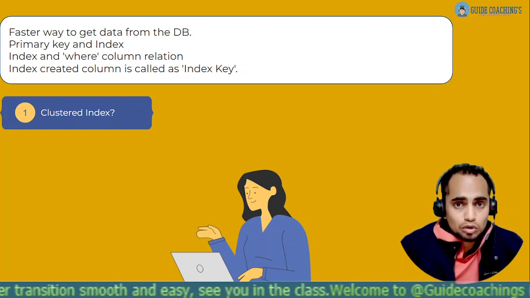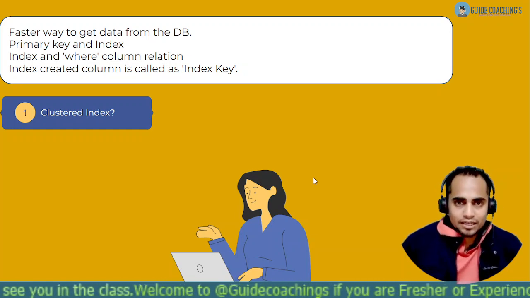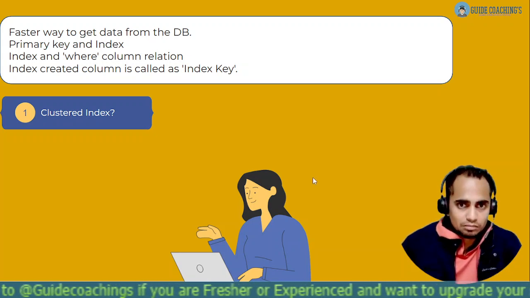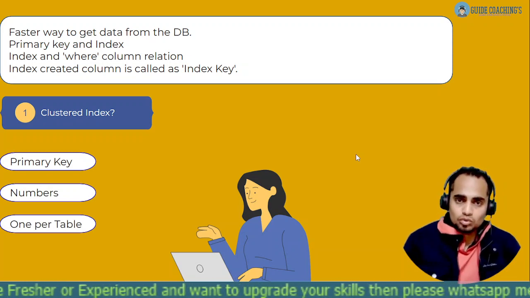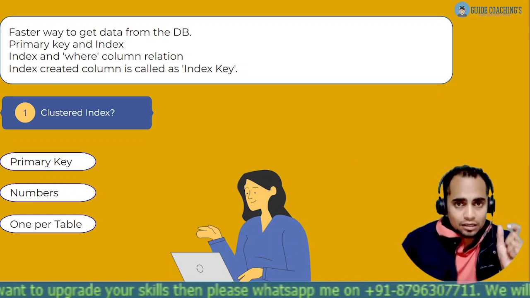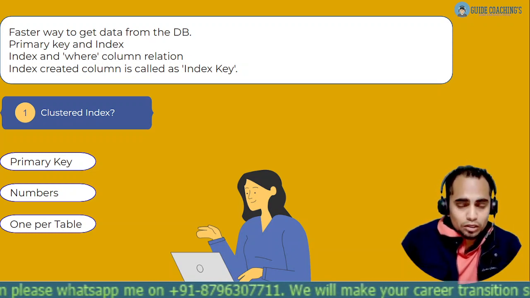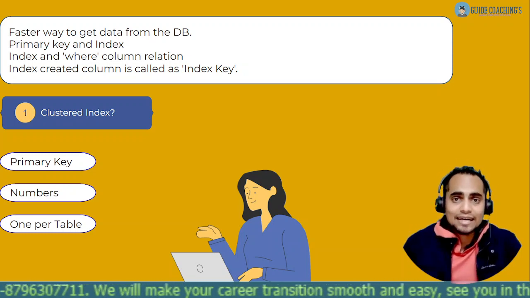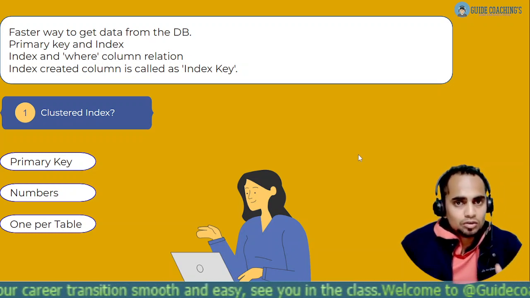Now we have discussed a basic idea of it. Now we will discuss the types of index. There are mainly two types. The first one is clustered index and the second one is non-clustered index. In clustered index we will discuss three important points. The first one is primary key. Whenever we create a table, we create a primary key inside that table, and once we create a primary key on a particular column, the system by default creates an index on the primary key. That is the first condition.